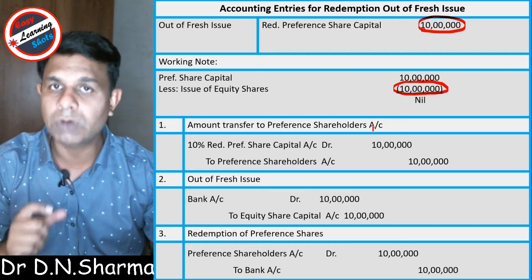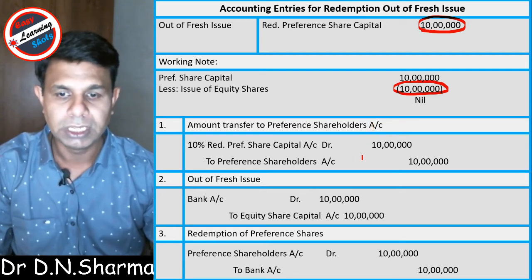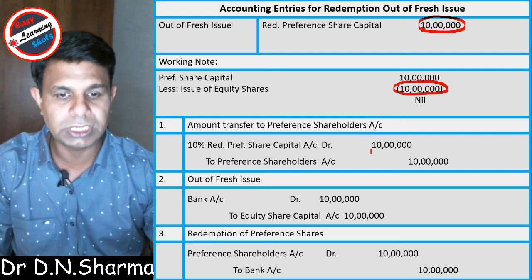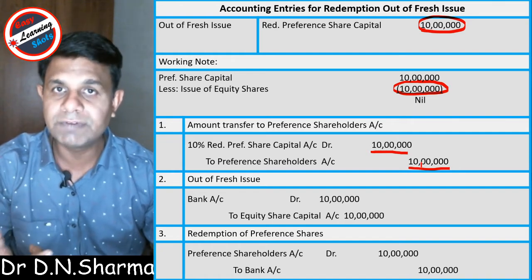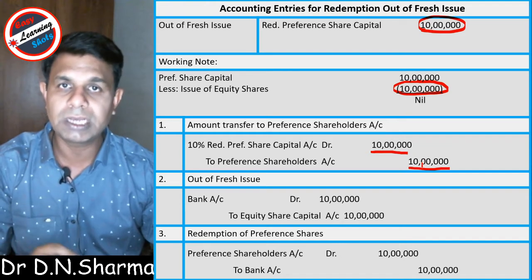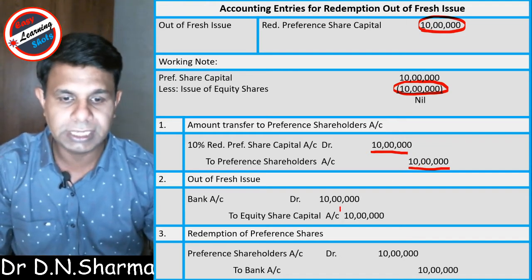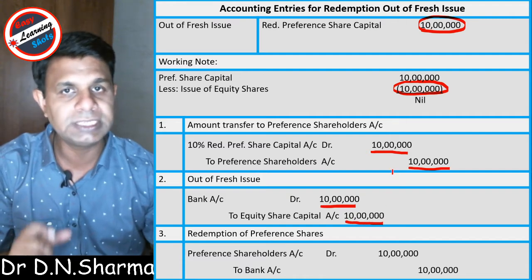So our first entry is always fixed, where we transfer the amount to preference shareholders account. So our entry is 10% preference share capital account debit to preference shareholders account with rupees 10 lakh. Now we issue equity shares, and when the equity shares are issued, the bank balance of the company is increased, and our entry is bank account debit to equity share capital account with rupees 10 lakh.